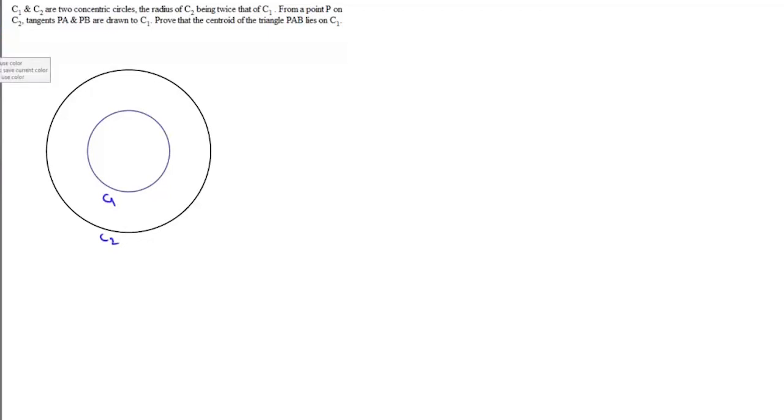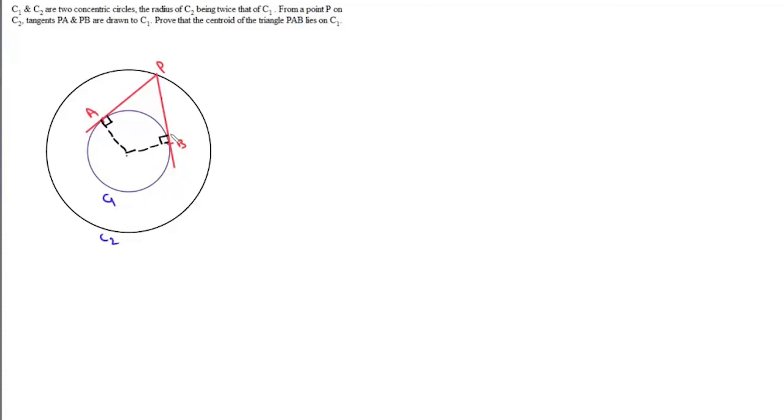Now from a point on C2, we have drawn tangents to this circle. Now this point is A and this is B, and that's your point P. Now we join the points of contact with the center, and you'll get this.